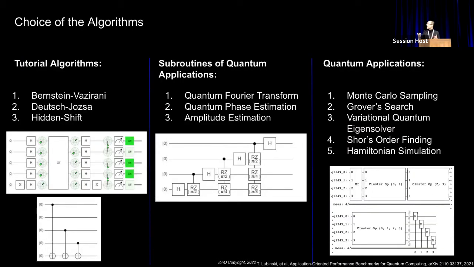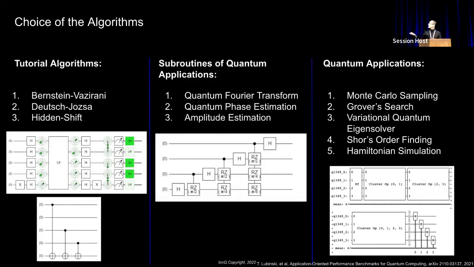So the most important part of this benchmark suite is the choice of algorithms. We have 3 different types of algorithms. The first type is more of tutorial level algorithms, such as, for instance, Bernstein-Vazirani, Deutsch-Jozsa, and hidden shift. These are really tutorial level algorithms that people use to show quantum advantage. And they also have very simple structures, like you initialize a qubit in some superposition, and there's an oracle, and you measure it.